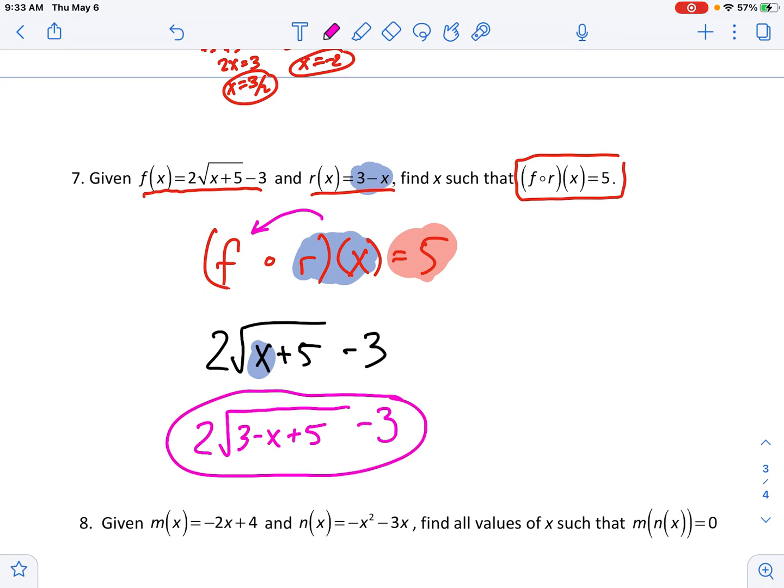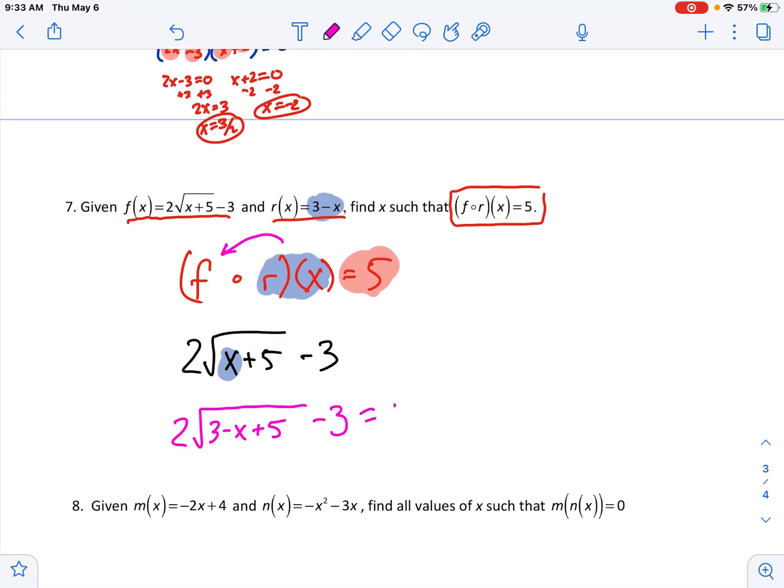This thing right now is the f of r of x, right? I could simplify it a little bit, but before simplifying, this is technically what that is. But what does it say I'm supposed to do with it? I'm supposed to equal it to 5. So that's what I do. I've got to equal this thing to 5.